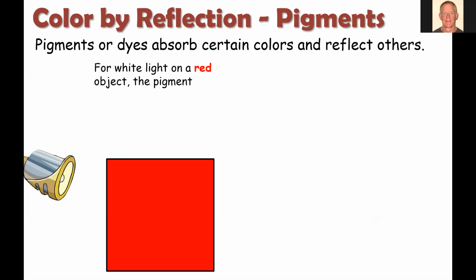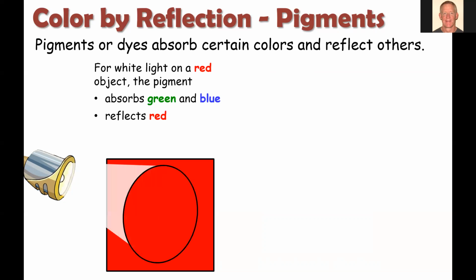So pigments or dyes absorb certain colors and reflect others. So for example, if we have a white light on a red object, the pigment is going to absorb green and blue. Remember, white light is made up of red, green, and blue. So in order for an object to appear red, it's going to absorb the green and blue and only reflect the red. So that's the job of a pigment. In order to make an object appear red is to reflect red, but absorb all the other colors. So if we shine a white light on it, we get red, okay?